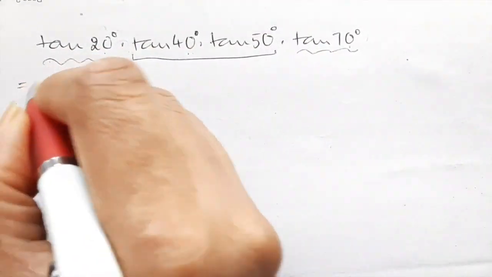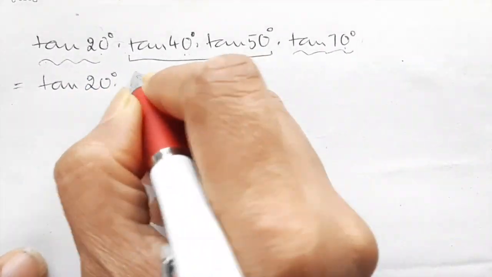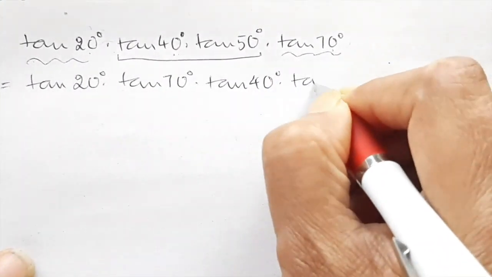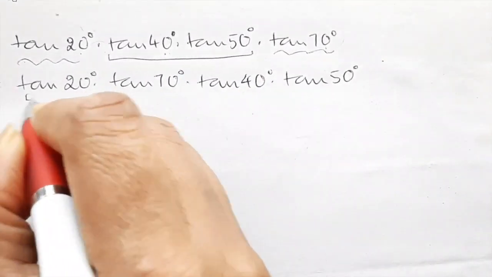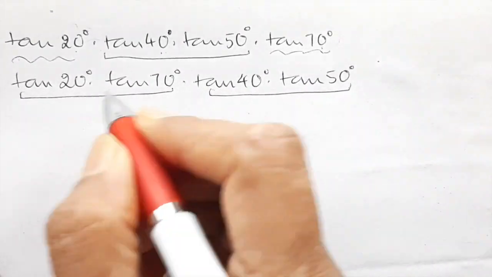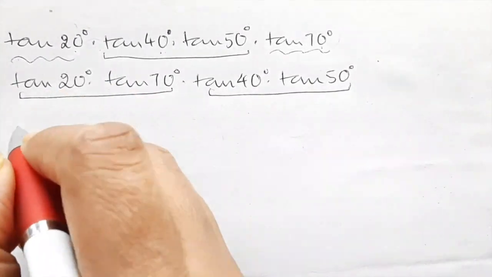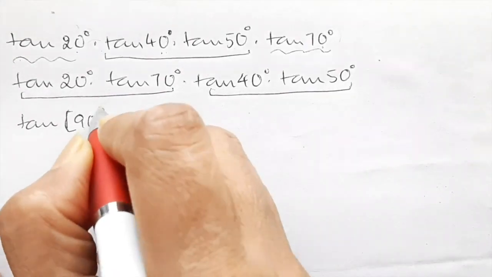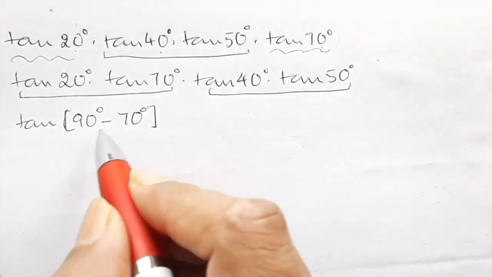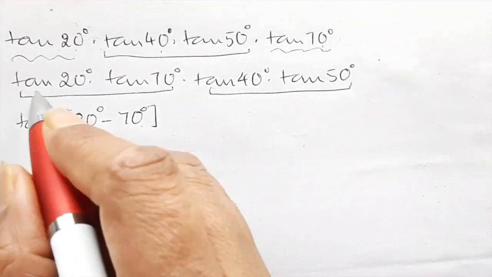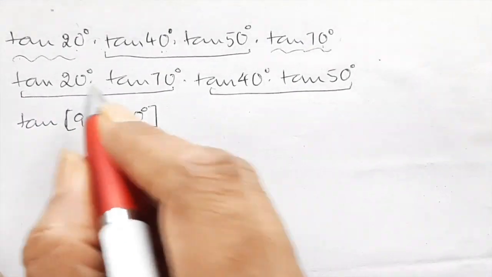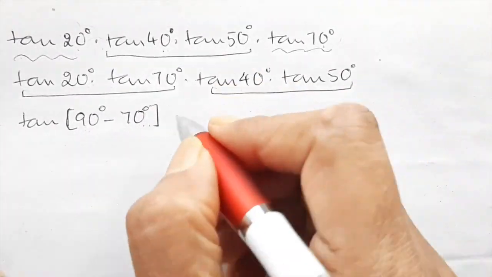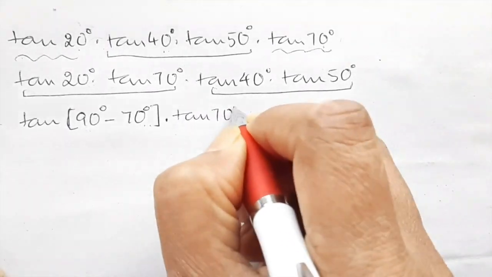All right. So we will write them together as tan 20 degrees into tan 70 degrees into tan 40 degrees into tan 50 degrees. Now we'll group this together, and this 20 we will write in terms of 70. How? Tan 20 degrees becomes tan of 90 degrees minus 70 degrees. 90 minus 70 is 20, but in this particular tan we must get 70 degrees. So how do we write it? 20 degrees as 90 degrees minus 70 degrees into tan 70 degrees, okay?